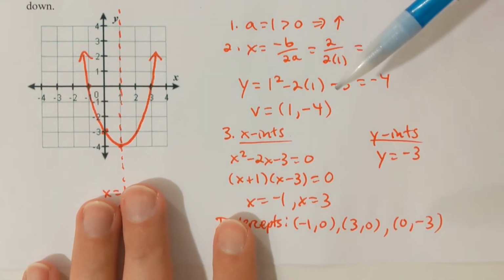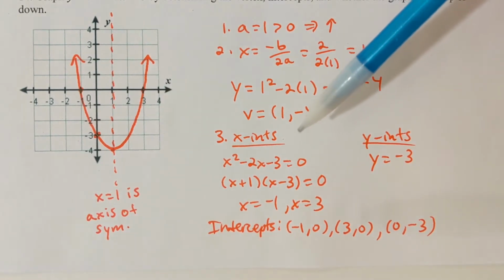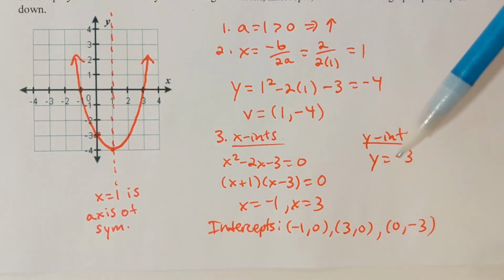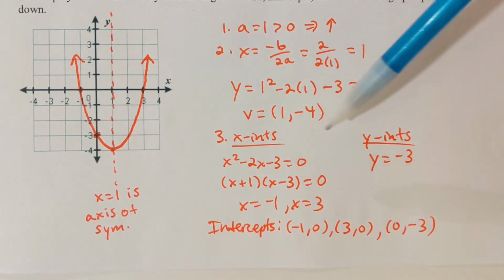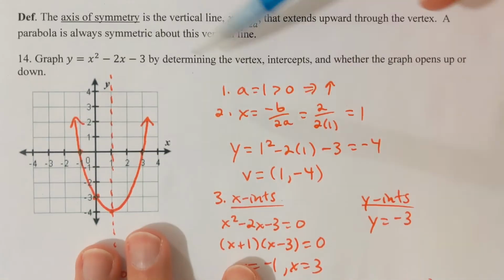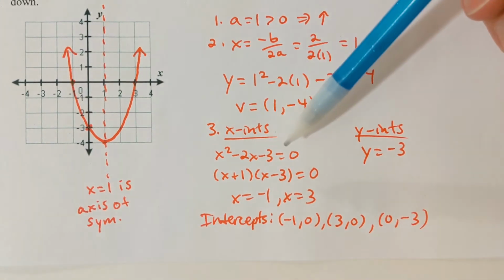Step 3 is to find the intercepts. So I want to find the x and y intercepts here. To find an x-intercept, I need to let y be 0 and solve for x. And so that's what I've done. I've let y be 0 and solve for x. And I've got a quadratic equation.